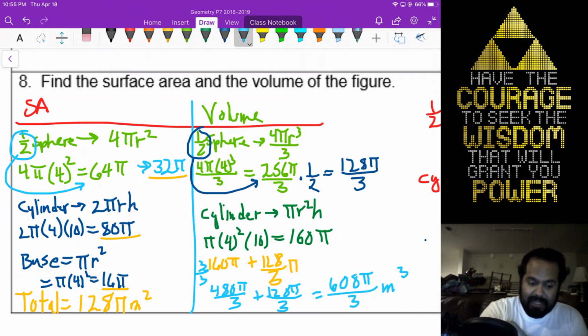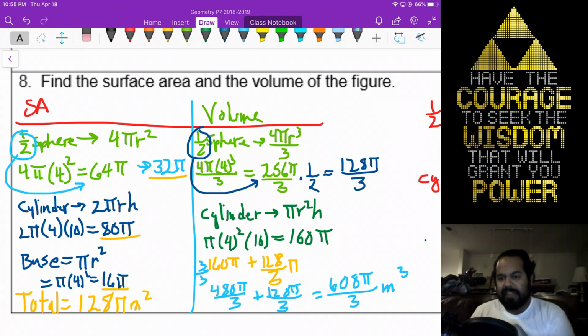Is it a lot of work? Yes, it is, especially since that's a half sphere. If it's something nicer like a cone, then it's not as bad. Kind of like what you guys had on your quiz.